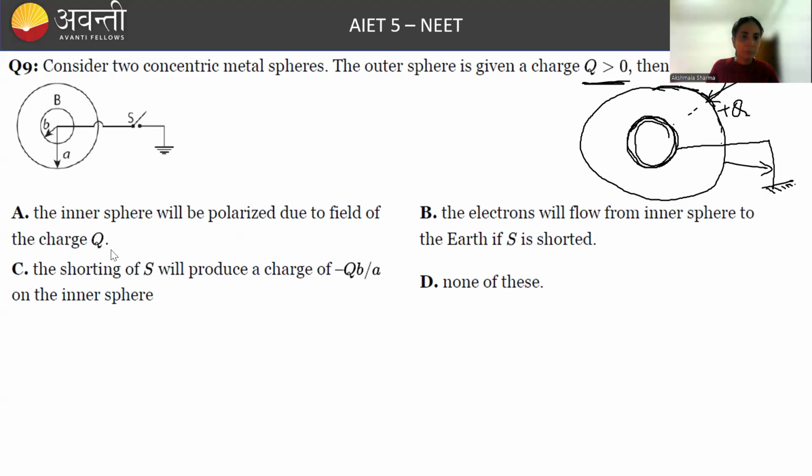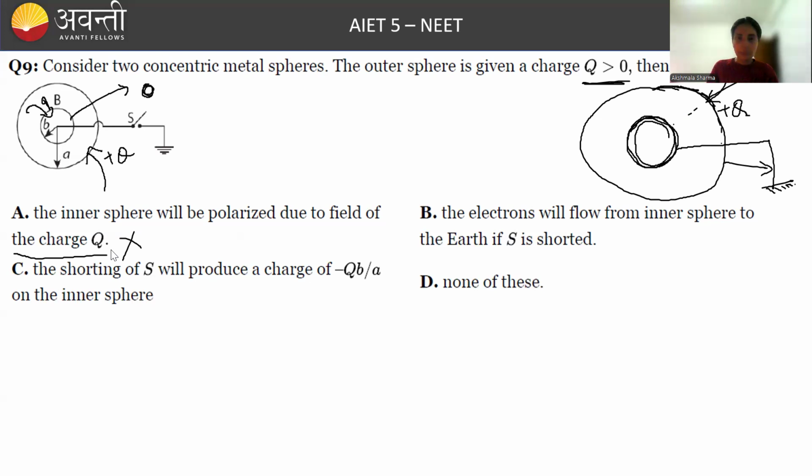First option: the inner sphere will be polarized due to the field of the charge Q. No, it cannot happen. The electron will flow from the inner sphere to the earth. Now let's check that. Once we have connected it to the earth, the potential of this sphere will become 0, and we have given a charge plus Q on the outer sphere. Let's say here the charge is small q. This charge is not because of polarization; it is there because something has happened after making the connection with the earth, so that the potential of the inner sphere is maintained at 0.